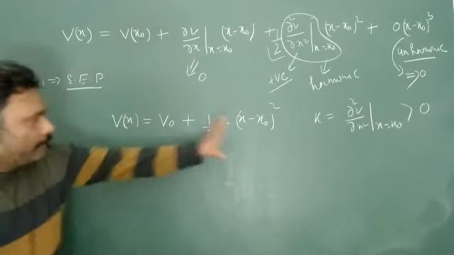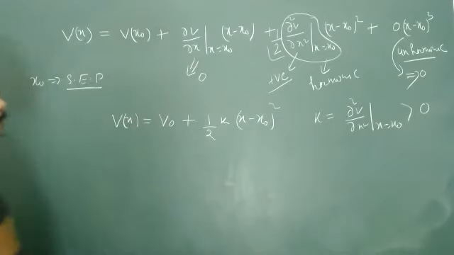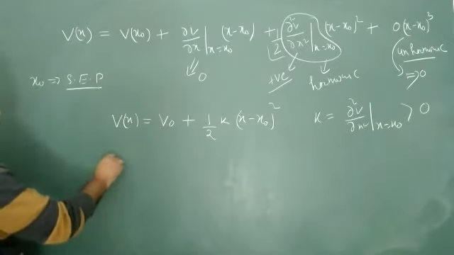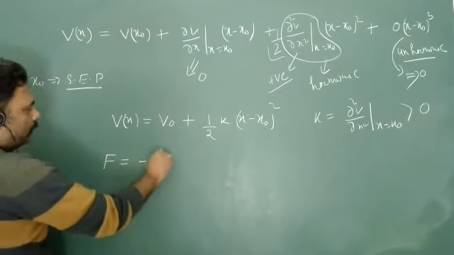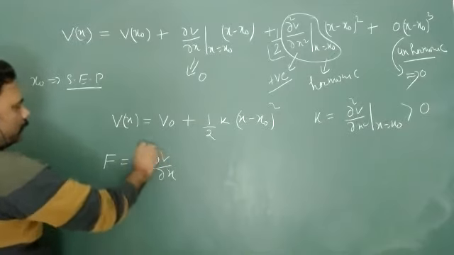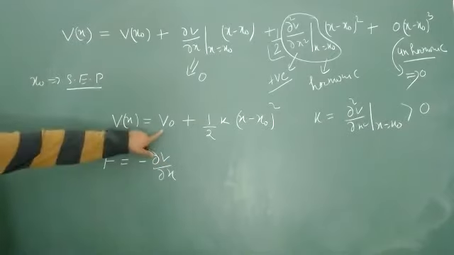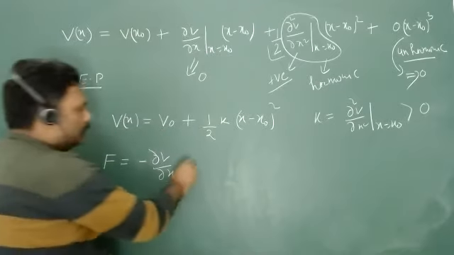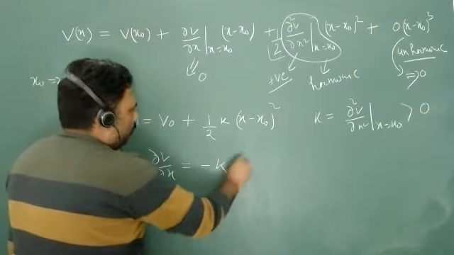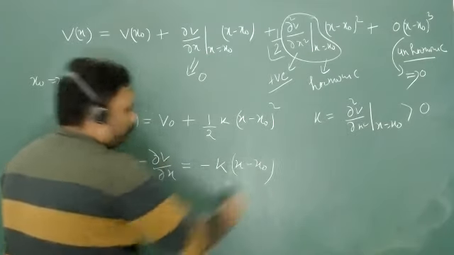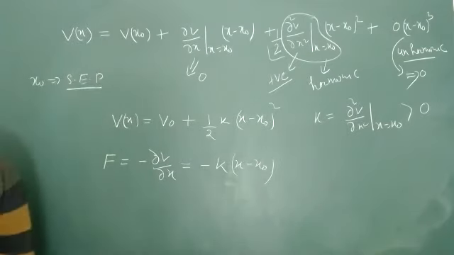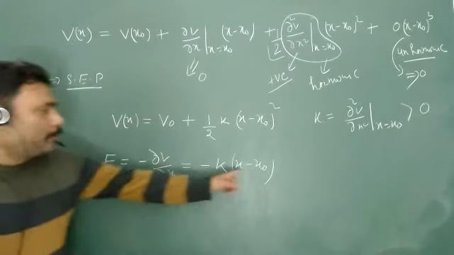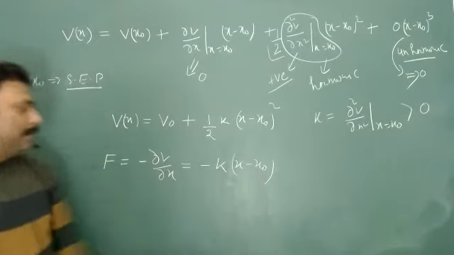Now, if this is my potential, what will be my force? My force is nothing but minus del V upon del x, isn't it? Hence, this is constant. Then this force is nothing but minus k (x minus x naught). Do you appreciate this? Yes, sir. So this force is proportional to x minus x naught, which is linear.